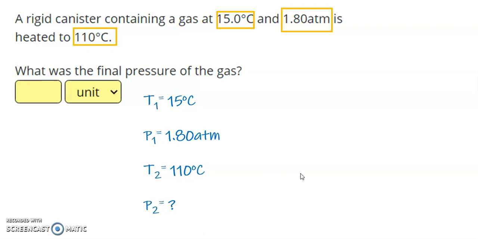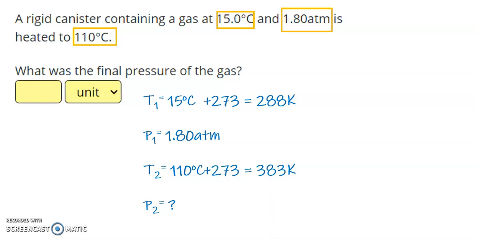There's one more thing I have to do before I can use these values. If you have a Celsius temperature, you have to convert that to Kelvin. The way to do that is to add 273. 15 degrees Celsius plus 273 equals 288 Kelvin. Do the same for this temperature value. 110 degrees Celsius plus 273 equals 383 Kelvin.